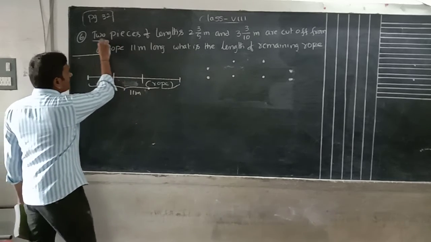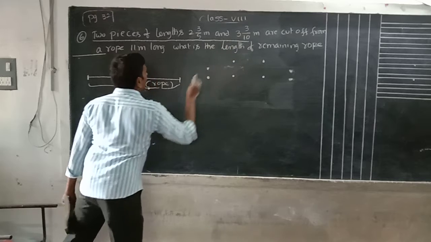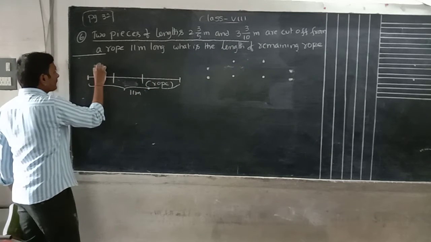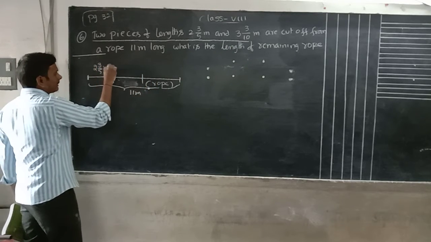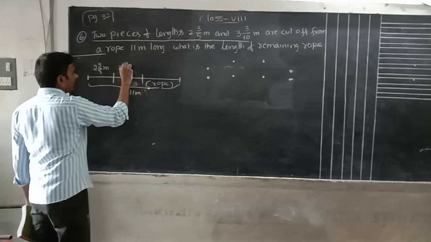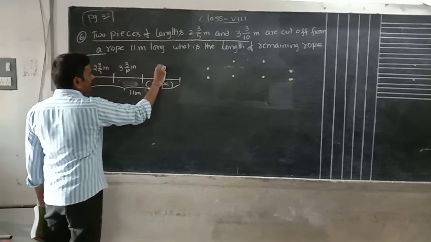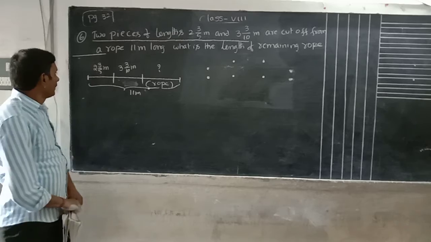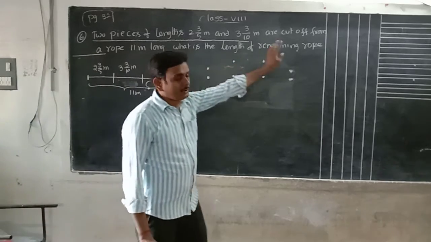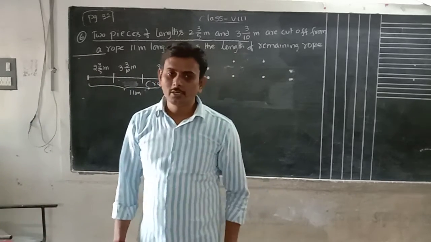What is the length of the two pieces given? 2 3/5 meters, and the other is 3/10 meters. What is the third piece's length that we have to calculate? Remaining means we only have to calculate the length of the third part.